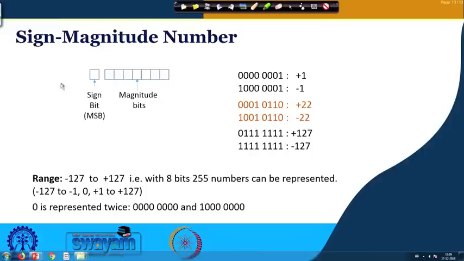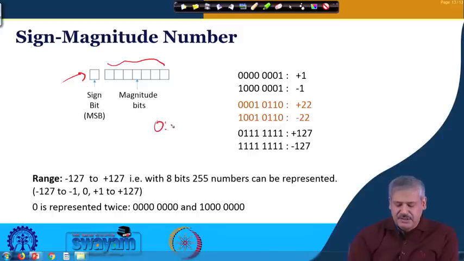Sign magnitude representation is very simple. We have a sign bit specially placed towards the leftmost side, considered as the MSB, most significant bit, and the rest is the magnitude. Any number, the magnitude part will be represented here, and the sign part will be represented here. If the sign is 0, we consider it positive, and 1 is taken as negative. So, this is the convention.